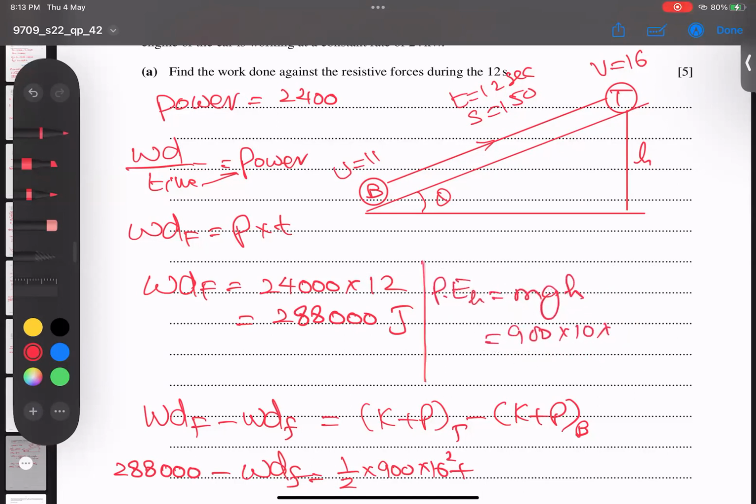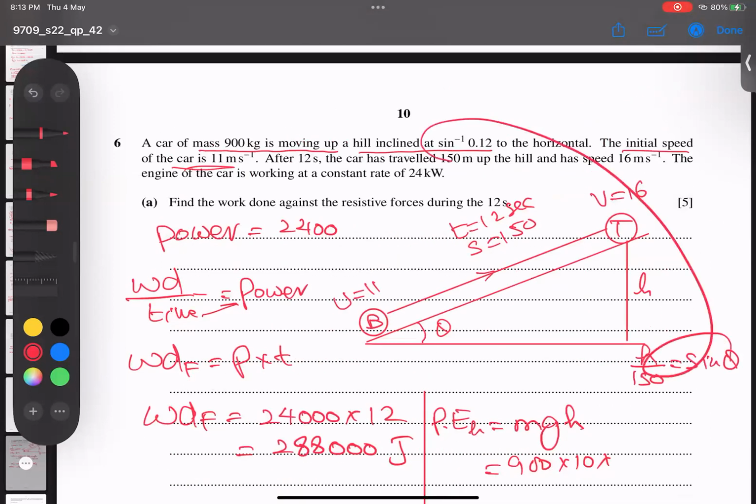What technique do we have, students? We can use opposite over hypotenuse. So H divided by 150 equals sine theta, and sine theta is given by him. You see this one, sine.